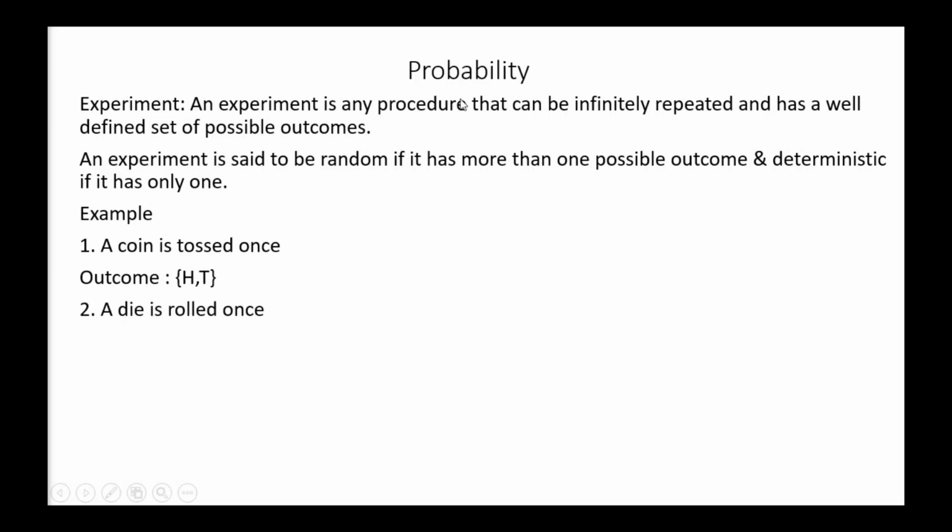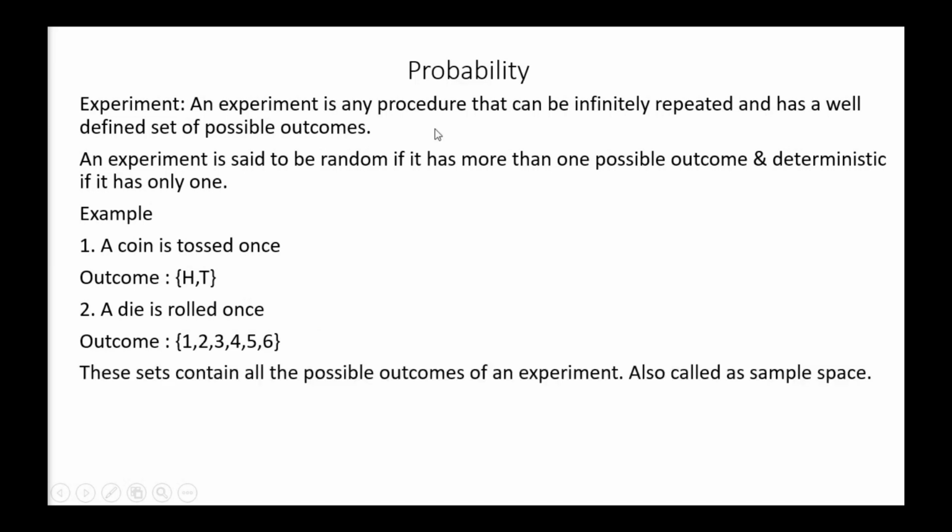Or a second example, if I roll a die once, then the possible outcomes, or all the outcomes, will be those numbers from 1 to 6. We can get any number from 1 to 6 if I roll a die once. So this is the basic of an experiment. Now, the set of all outcomes is also called the sample space in mathematical terms.